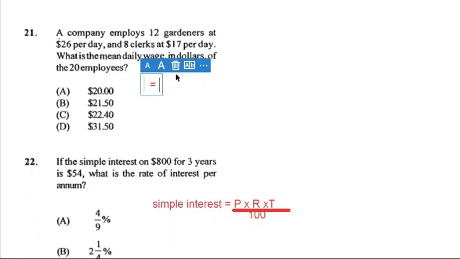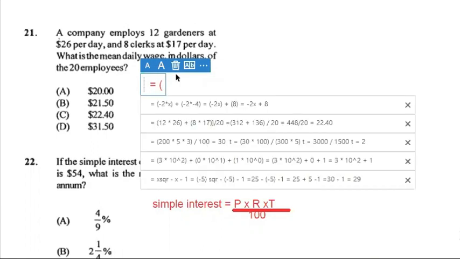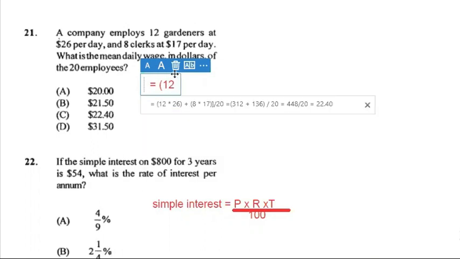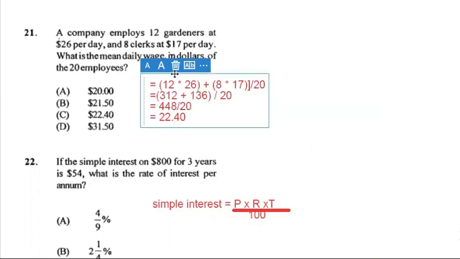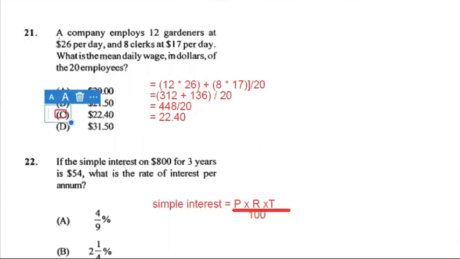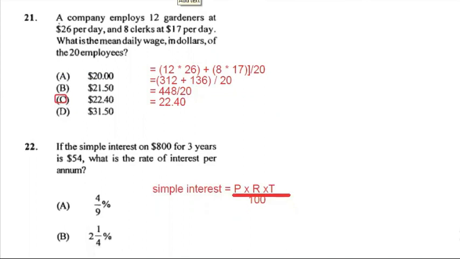So in this case, it would be $26 12 times, so it is 12 multiplied by 26, and $17 8 times, so it is 8 multiplied by 17, and all of that is divided by 20, which is the number of employees. So it is 312 plus 136 divided by 20, which is 448 divided by 20, and when you do that division, you'll get 22.4. So our answer for 21 is C.